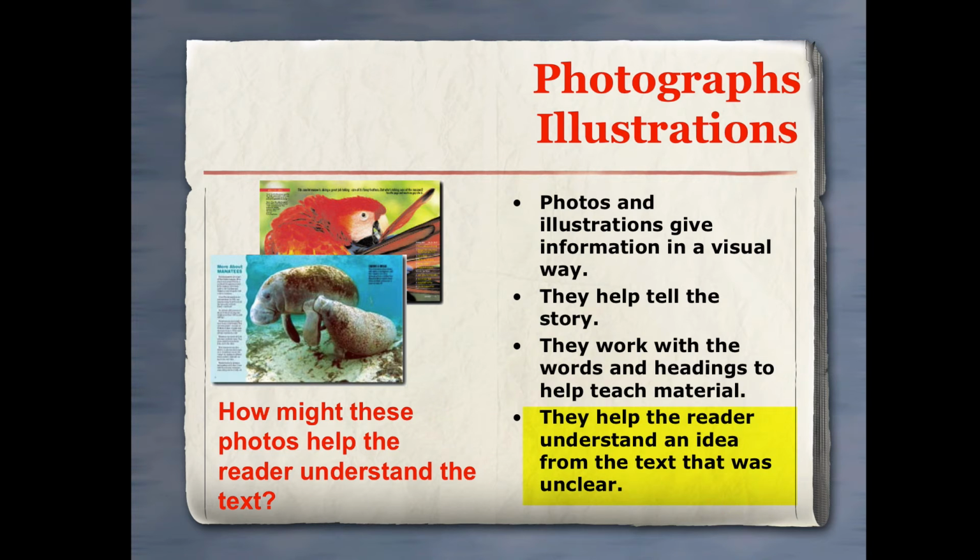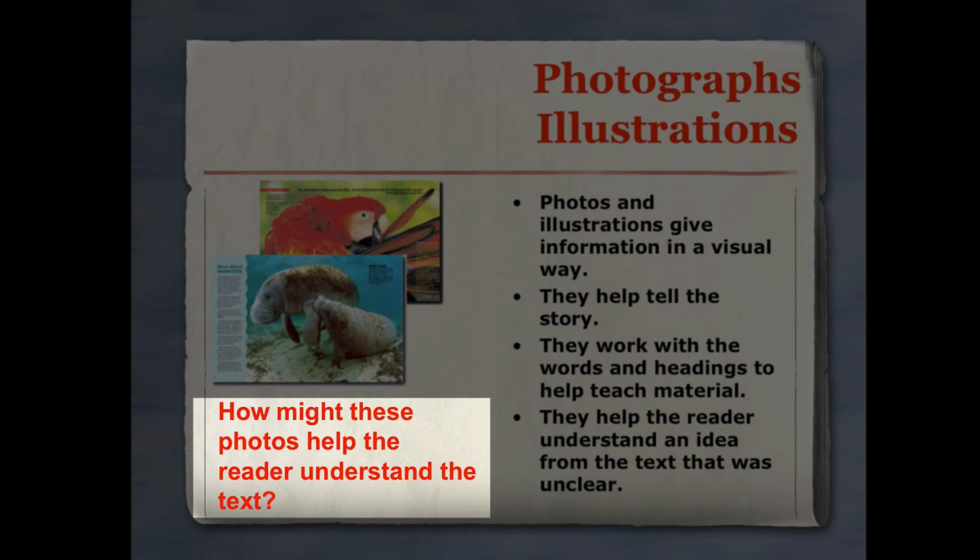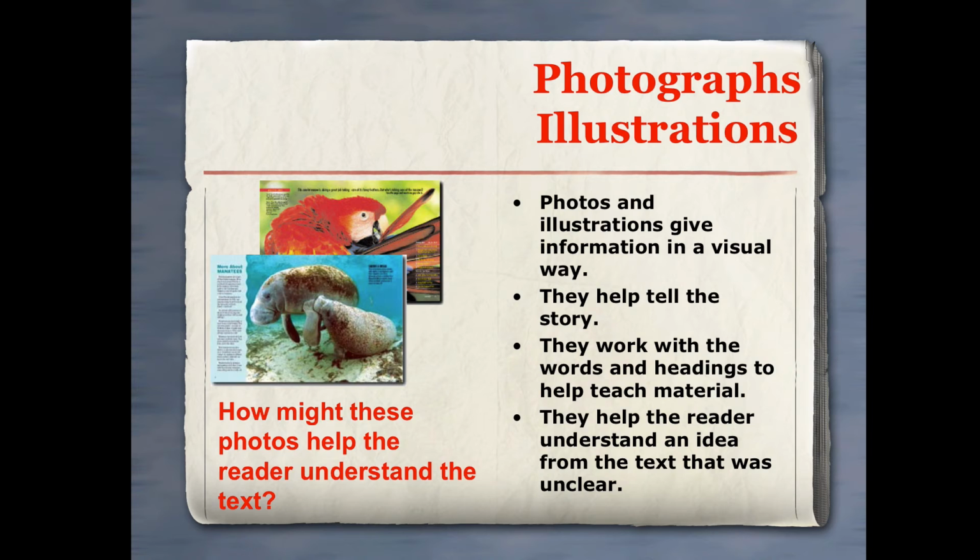Sometimes we as readers can look at a picture and understand way more than the information that we just read. So it can help you understand an idea from the text that maybe was unclear, and then when you look at the picture or the photograph, you're like, oh, that's what they mean. Okay? And that's why authors will include photos and illustrations. If you look at this example here, how might these photos help you understand the text? If you had never seen a manatee before, right? And they start describing a manatee, when you see the picture, okay, it becomes so much more clear.